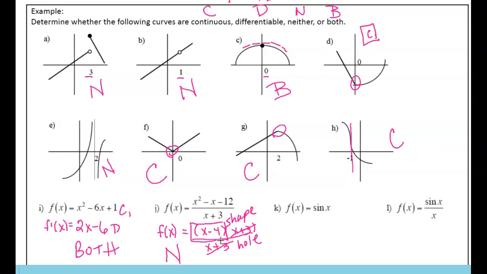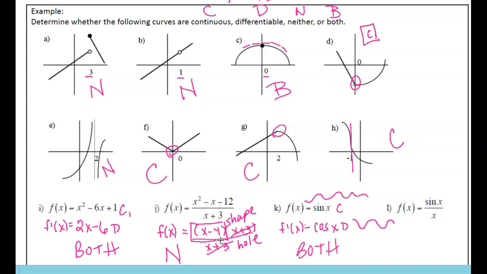All right, K. Well, I can take the sine of any angle. It's a sine wave. It keeps going. So it's definitely continuous. The derivative is cosine. Well, that has a sinusoidal wave as well, with no holes. So that's differentiable. So this is both.